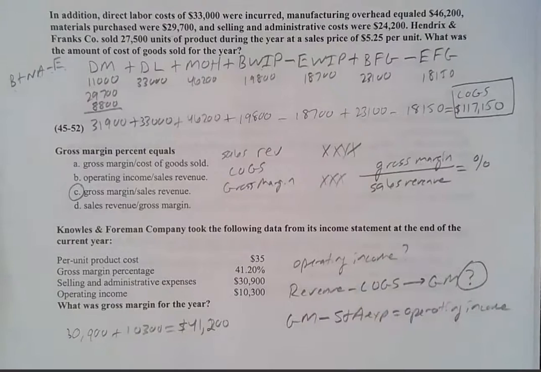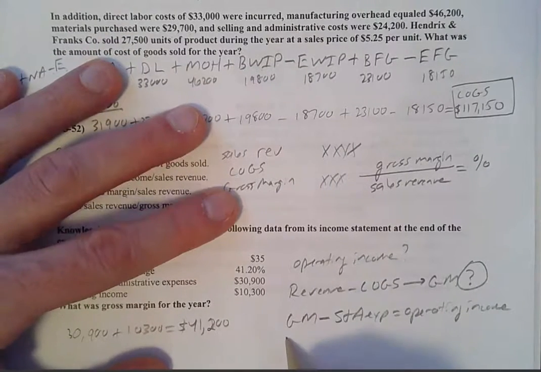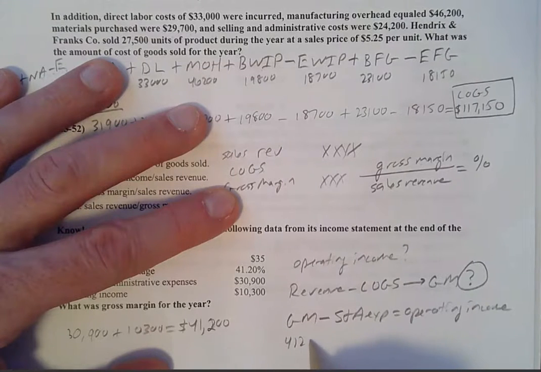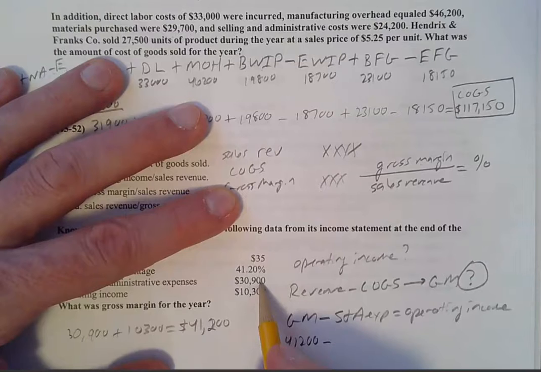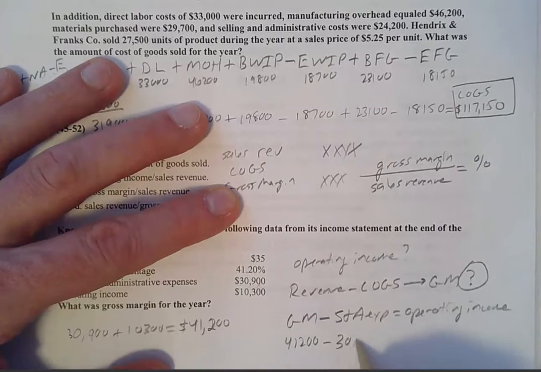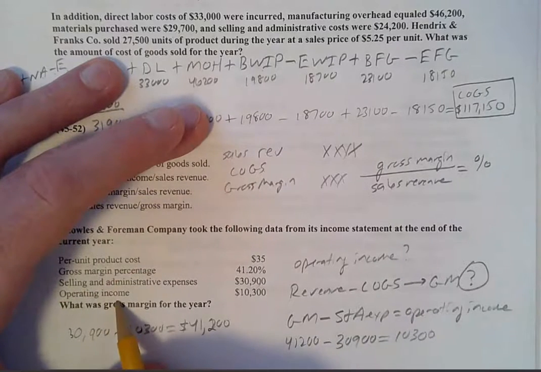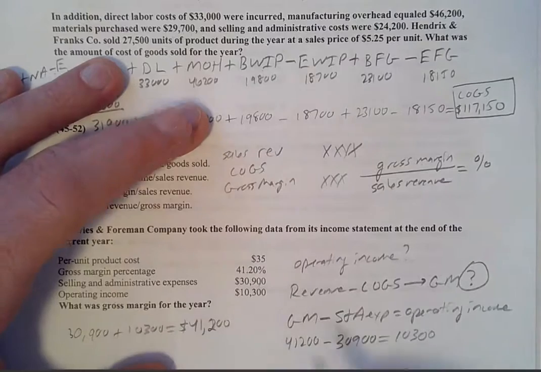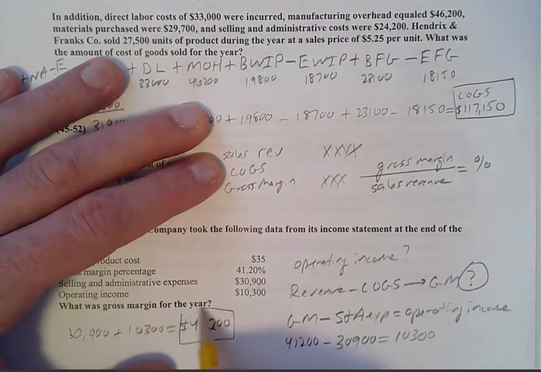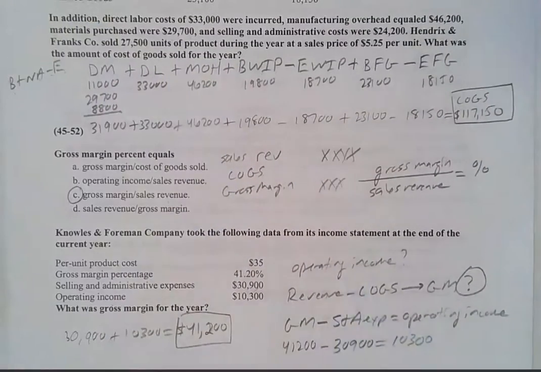We can also test that, and we can say, okay, if gross margin is 41.2, and we were to subtract out selling and administrative expenses of 30,900, that's going to give us 10,300 operating income. Therefore, this is a correct answer.